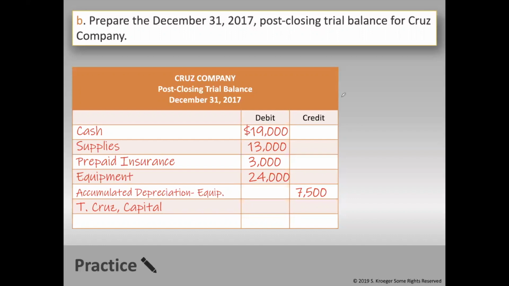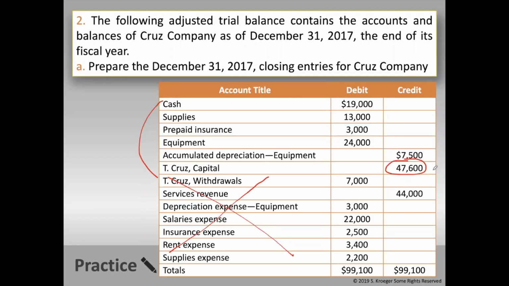There are two ways to calculate the amount of capital. One is a shortcut, and it's to find the number that will make both columns equal. But let's go about this the long, normal way of doing it. Looking at the adjusted trial balance, we can see that the balance of capital was $47,600. Now let's take a look at the closing entries.